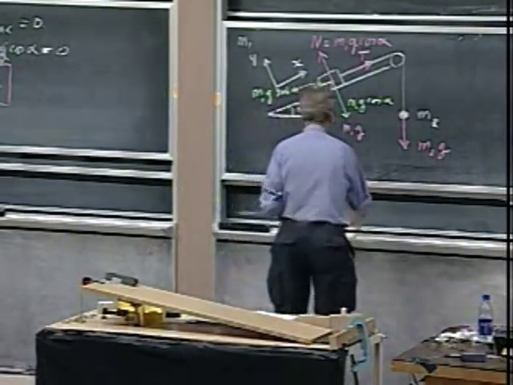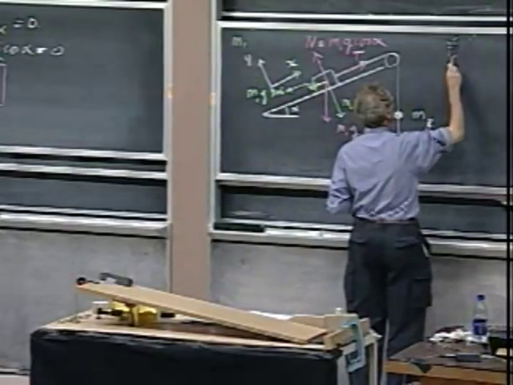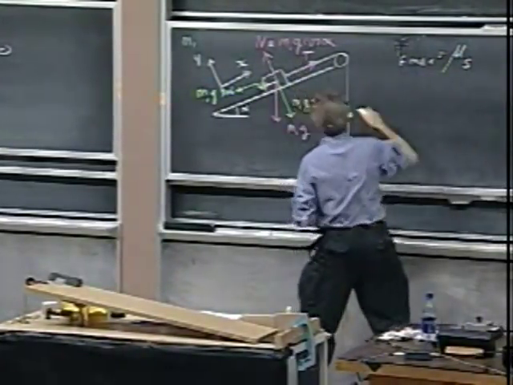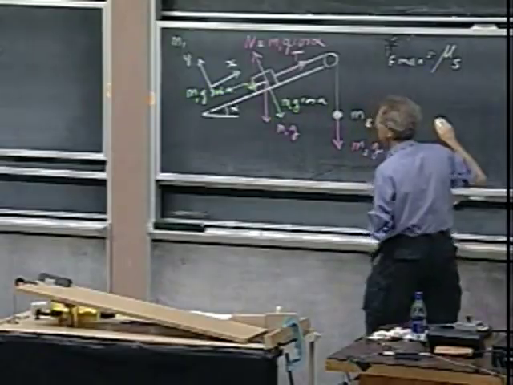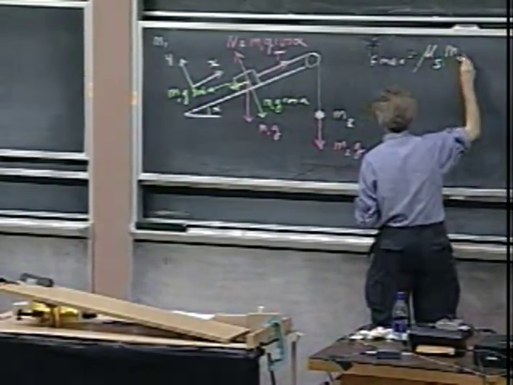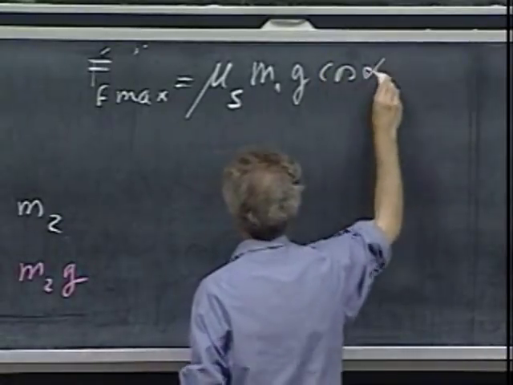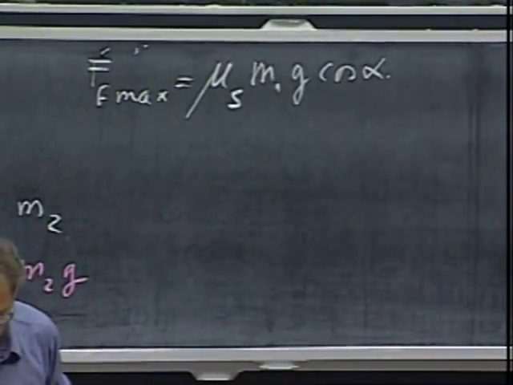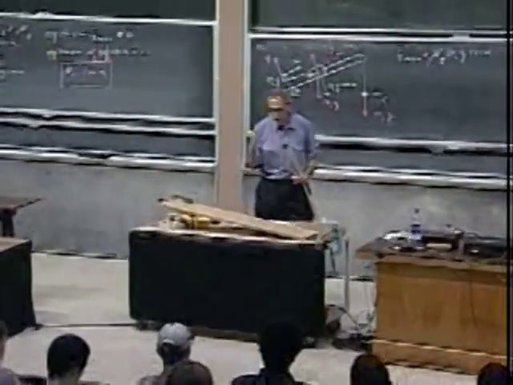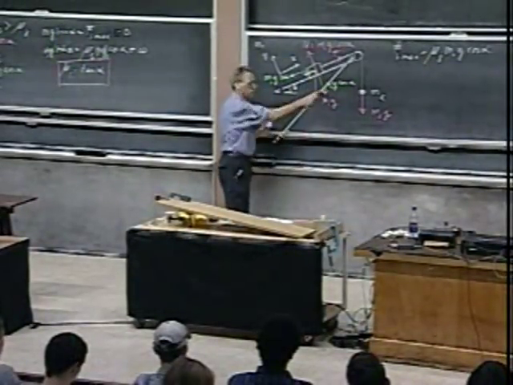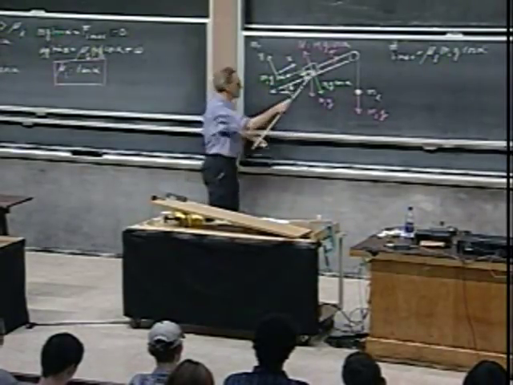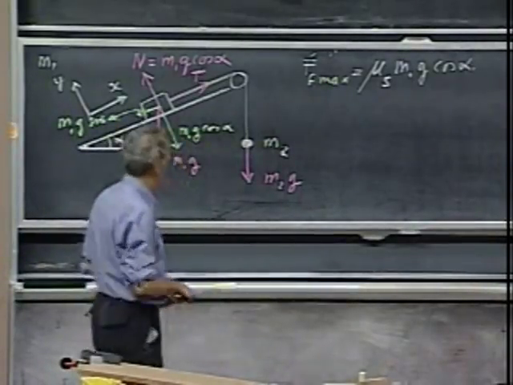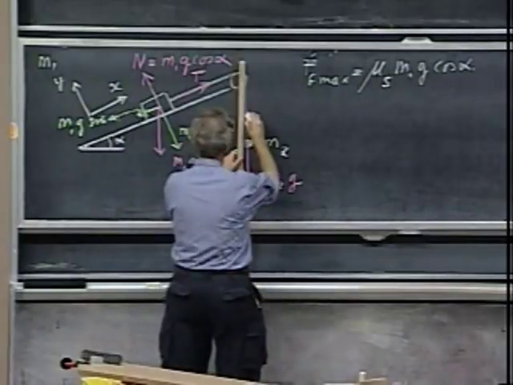The only thing I do know is that the maximum value of the friction will be mu static times N, which is what we had there. Remember, that's the maximum value that the friction can have, times m1 g cosine alpha. That I know. So now, if I want to deal with this, I have to look at three completely different situations. Acceleration in this direction, in which the friction is pointing here. Acceleration in this direction, in which the friction is pointing there, or no acceleration at all. There's also, of course, the tension here.